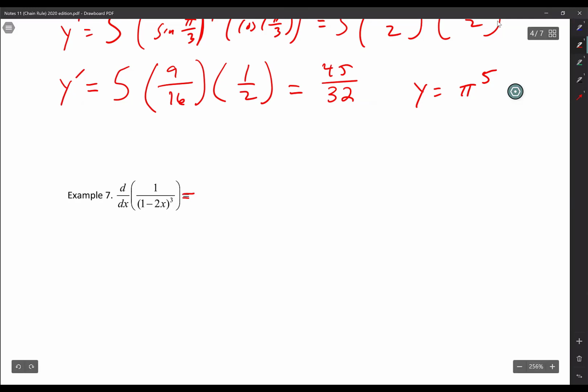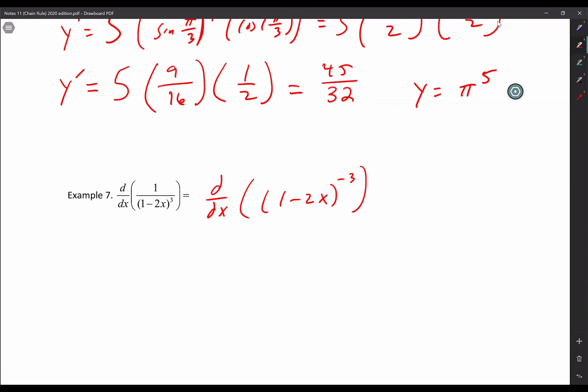I'll stop. All right, here we go. Example 7. Do not do quotient rule on this one. You don't need to do quotient rule on this one. What did I tell you last time, Ms. Godinez? Bring it up. So this is the same thing as saying, rewrite it, d dx of parenthesis 1 minus 2x to the power negative 3, close. Bring it up. If you have a constant on the top, bring it up.